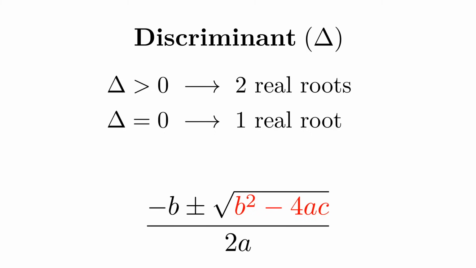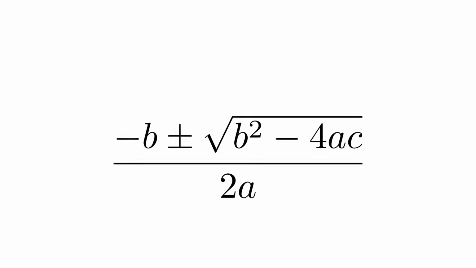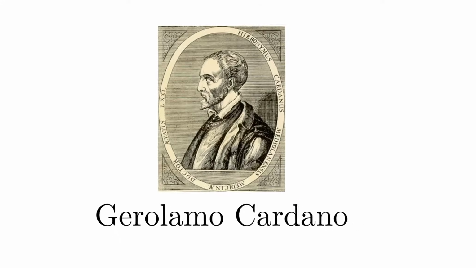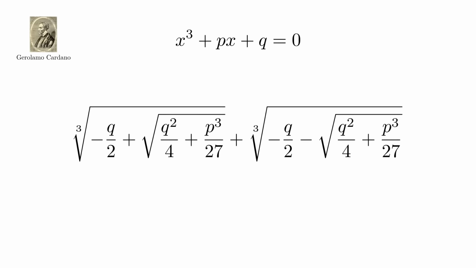If, however, delta is negative, then this formula gives us a square root of a negative number, and so that tells you that the quadratic has no roots. Or, if you prefer, it has two strictly complex roots. The quadratic formula was known even to the ancient Babylonians. But it was not until the 1500s that Cardano discovered a similar formula for the roots of a cubic polynomial.